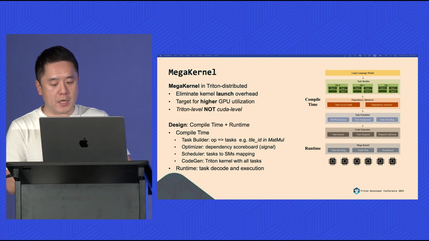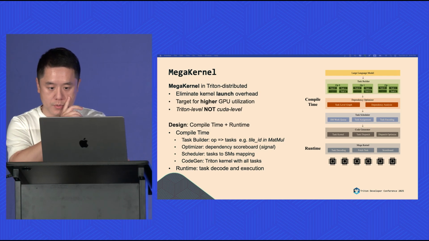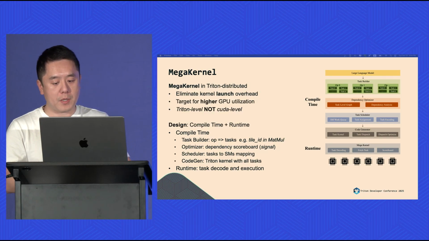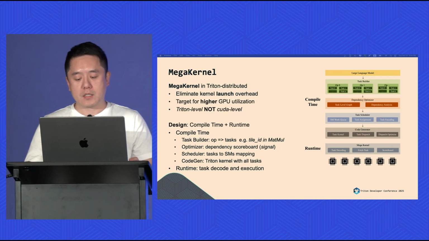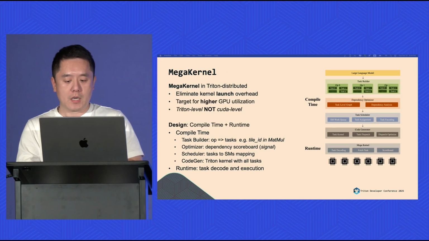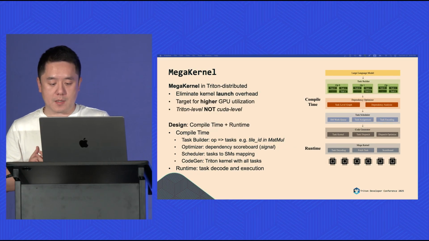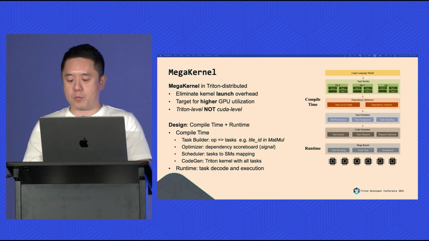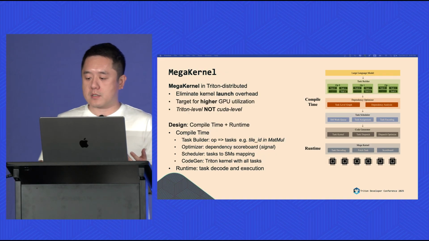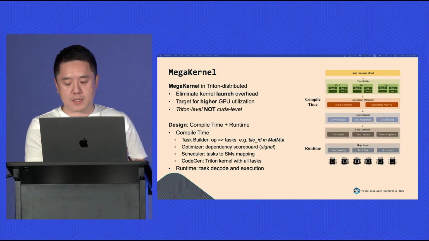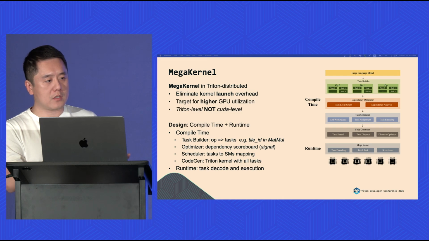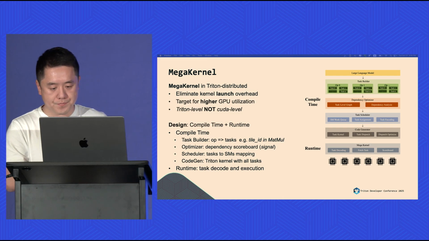The design of the MegaKernel stack in Triton-distributed is in two parts. We have the compile time and we have the runtime. At compile time, the task builder will break the operators into many different tasks, and in Triton, we often view a tile or block as a task, which will finally map onto SMs. Tasks that belong to the same operator are similar to each other. For example, in MatMul, tasks are different tiles during processing, and the difference is only the location or the tile ID within the program.